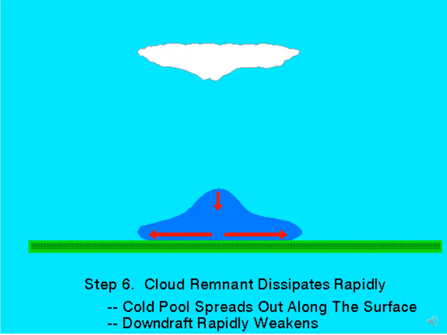And then friction with the surface will eventually slow it down, and that downdraft is going to weaken rapidly because it's been cut off from the cloud and the precipitation, and you'll be left with this cold pool of air down on the ground, and the winds will quickly subside.